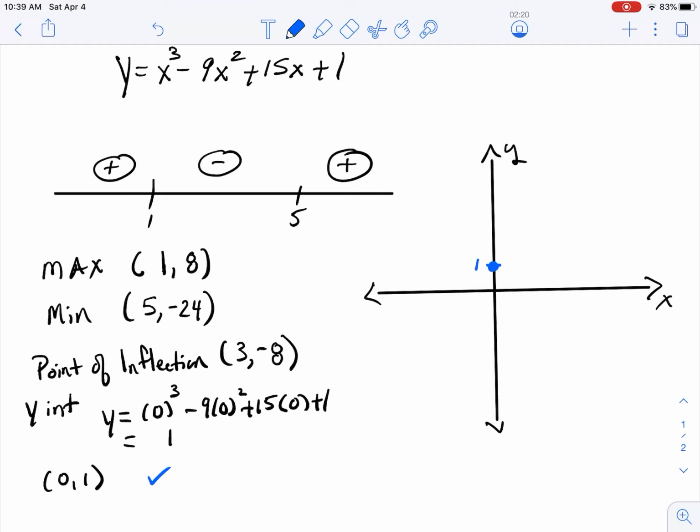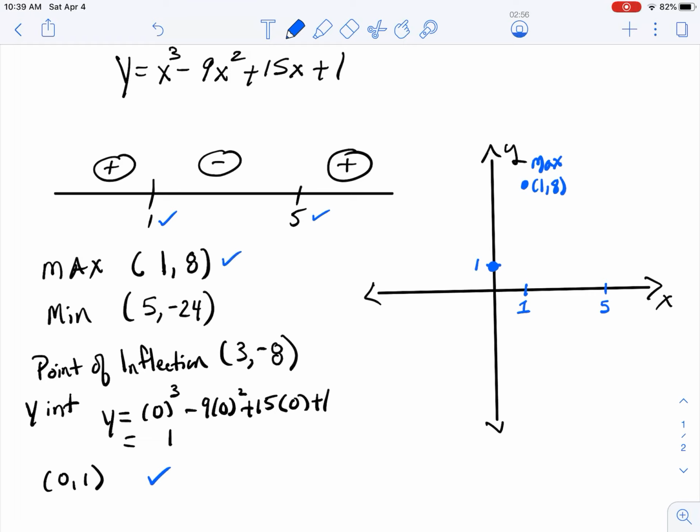And now those critical values are going to be next. So remember the critical values were 1 and 5. So I'm going to go over here and I'm going to estimate 1 is here and then 5 is over here. So check marks that I did that. Now I'm going to plot those max min points. So the max was 1, 8. So I'm going to estimate that that's right about here. Because remember this is an estimate, I'm going to put 1, 8 there, and I'm just going to write max to remind myself that's a maximum. Check mark that I did that.